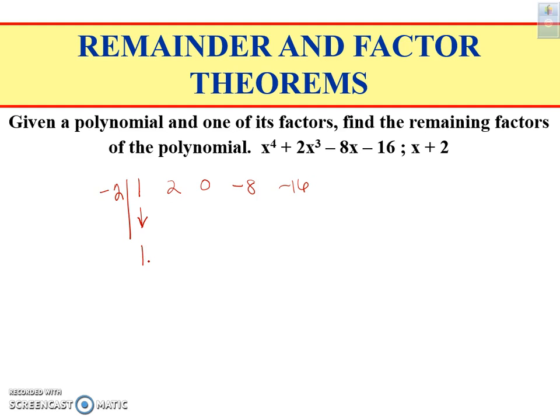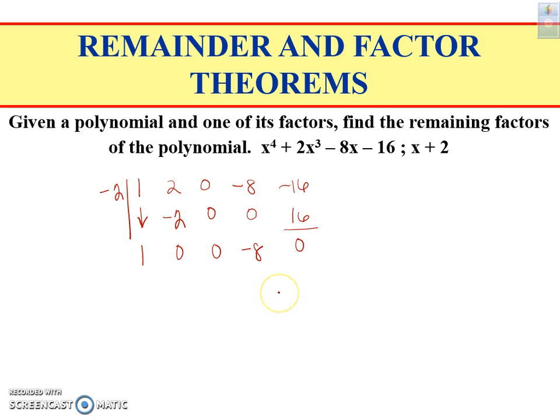Bring down your 1 to start the process. So 1 times negative 2 is negative 2. Add together, we get 0. 0 times negative 2 is 0. We add, we get 0. Multiply, we get 0. And then negative 8 plus 0 is negative 8. Negative 8 times negative 2, 16. Add those two together, we get our remainder of 0.